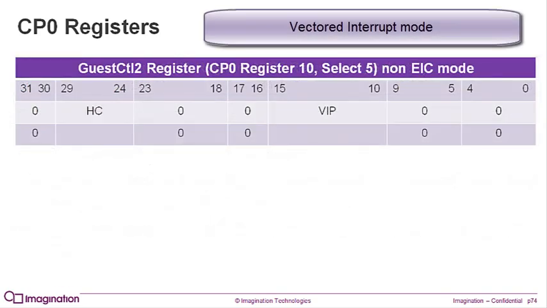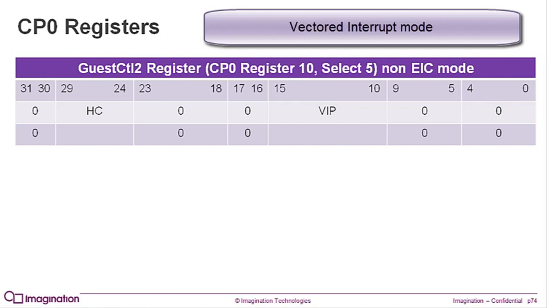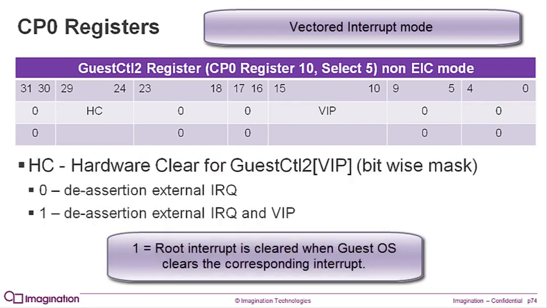The meaning of the fields in the guest control 2 register depend on the interrupt mode. If the core is in vectored interrupt mode and not external interrupt controller mode, this register is used by the hypervisor to send an interrupt to a guest OS. The hypervisor will receive an external interrupt if it is interrupted for the guest that is not resident. It would then switch in the intended guest context.